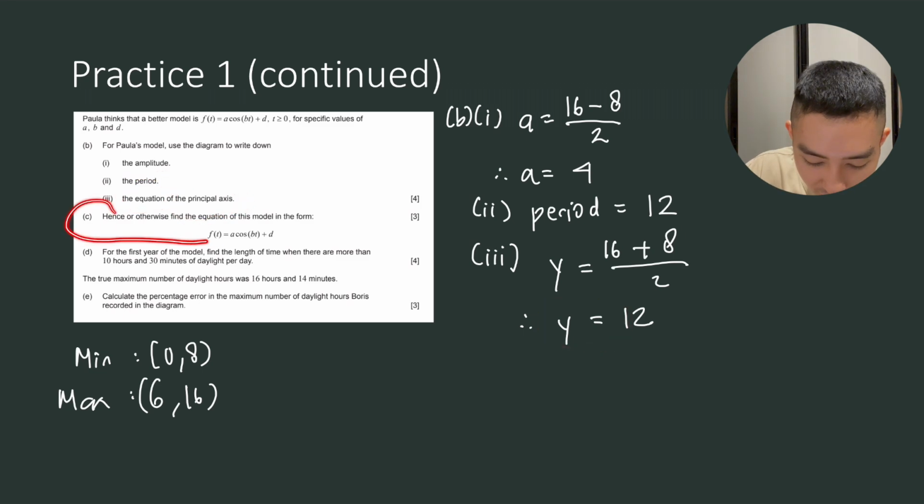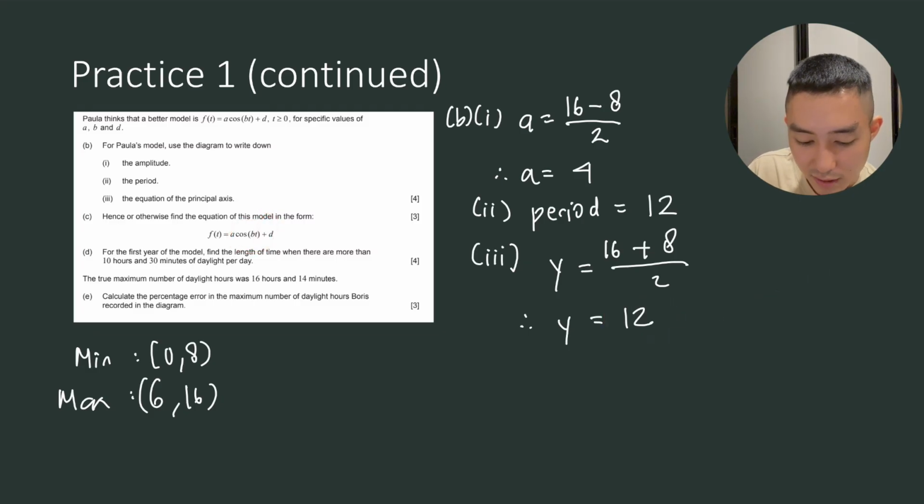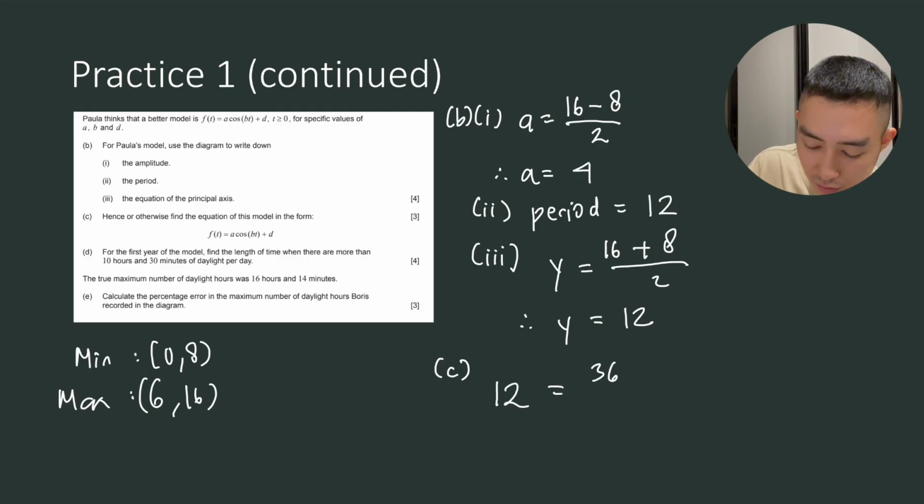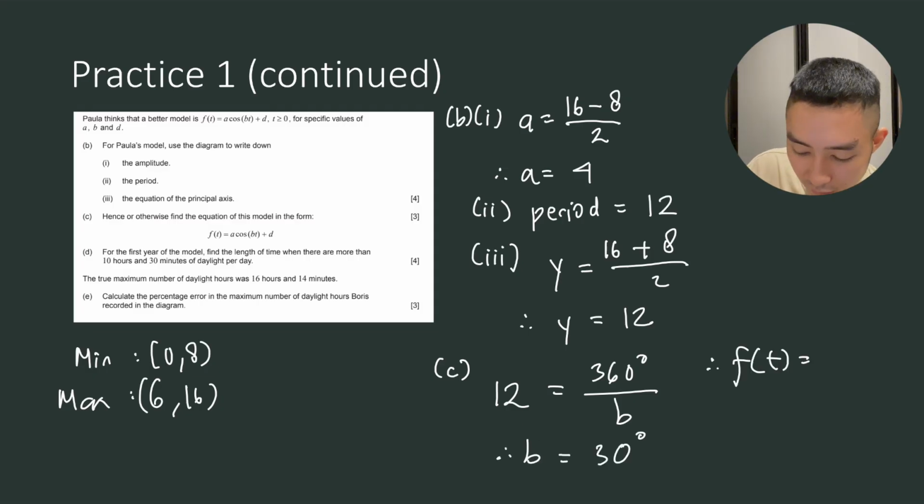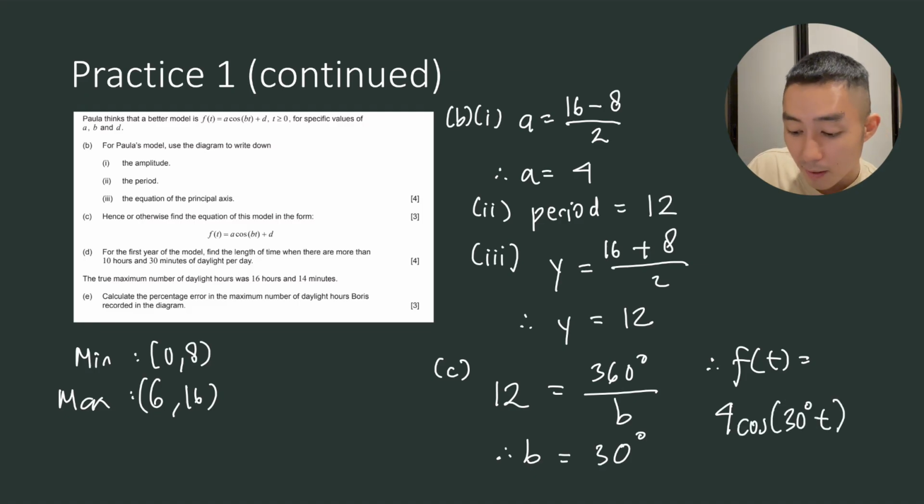So now we need to find the equation of this form. We got the A value and we got the D from the principal axis. So now we need to find the B. We know that one period, which is 12, equals 360 degrees over B. So we know that B is 30 degrees. So the final equation is amplitude multiplied by cos inside 30 degrees multiplied by t, plus D, which is 12. And that is the final equation of the model.